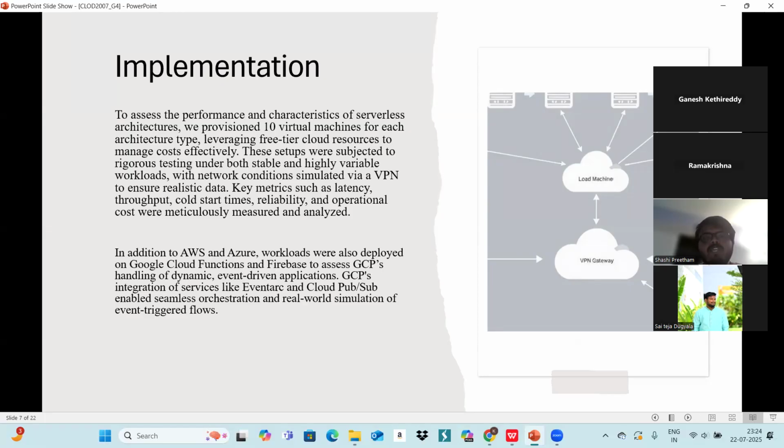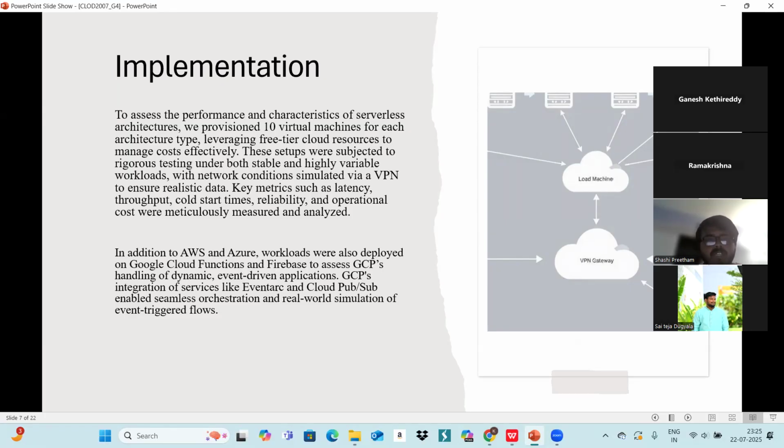Each function was triggered via API request, Pub/Sub events, or scheduled jobs. They generated controlled bursts of traffic using Locust and Apache JMeter. Logs and performance were captured via Cloud Monitoring, AWS CloudWatch, and Azure Application Insights. This setup allowed them to directly compare performance under load, idle, and burst scenarios.